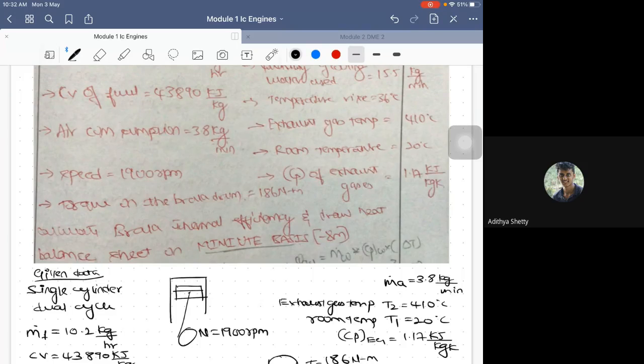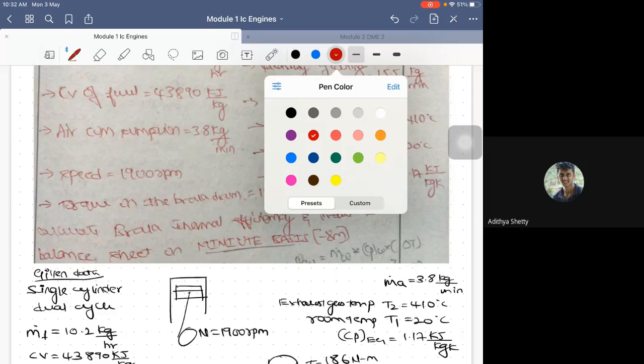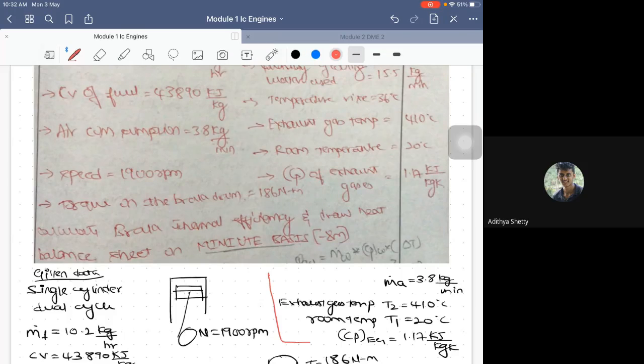If you observe, all these parameters which I have listed at the corner are for the exhaust gas calculations. Okay, it is for the heat lost due to exhaust gas. So while drawing a heat balance sheet, this also would come, heat lost due to the exhaust gases. In order to calculate that, all these parameters he has given: mass flow rate of air, exhaust gas temperature, room temperature, and CP, and so on. Okay.